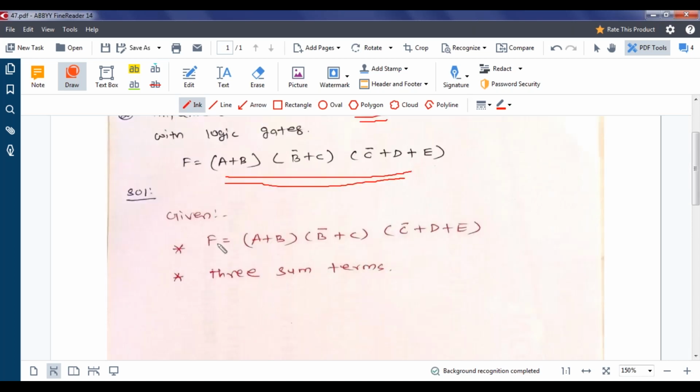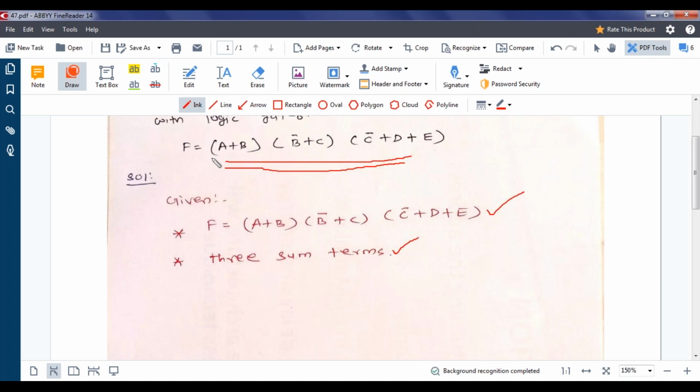Okay, solution. So first write down the given expression. Next, you are having three sum terms. In this there are a total of 3 sum terms. So we are going to implement. How can we implement? First consider this term. In this first sum term you are having two values. So first draw two lines. The first line is A, another line is B. So A and B become A plus B. So A plus B means these two values are given to the OR gate. Plus means OR gate.